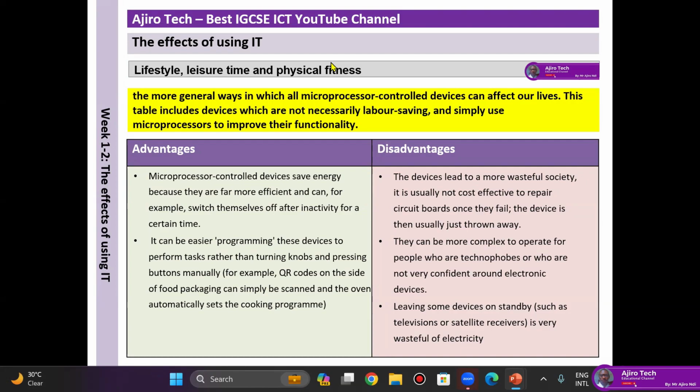Again, leaving some devices on standby is very wasteful. We need to know that. So this is something we need to take note of, especially with our television sets. They are off, but they are on standby. It still simply means that it's taking energy. It's still running, although not as much as when it's turned on, and that is what we cannot afford, especially in this present economy that we find ourselves in.